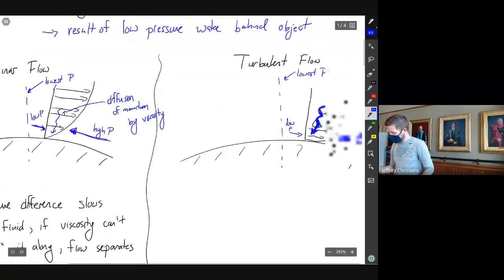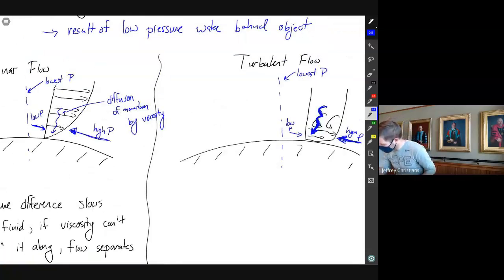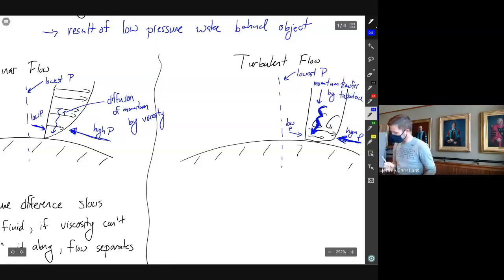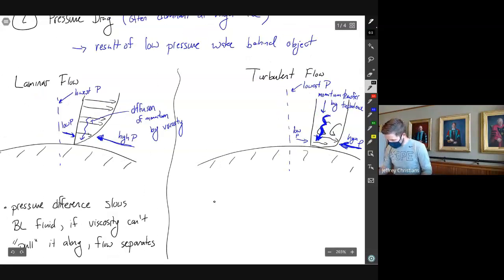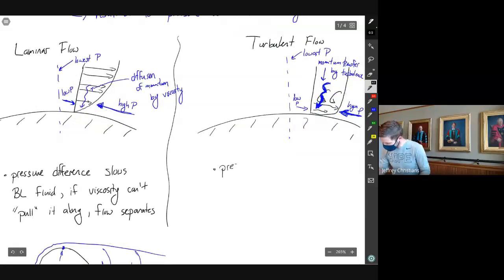Zoom in a little bit. So we still have low pressure behind, we have high pressure above, but we get momentum transfer by turbulence. Essentially, we get mixing in the boundary layer where the fluid is not allowed to slow to a stop because it slows down a little bit and then fast fluid mixes with it and they swap places. So again, we have the pressure difference.